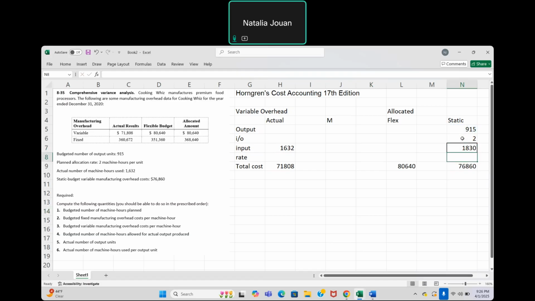Number 2, budgeted fixed. Oh, fixed. So we're going to leave number 2. Okay, let's move on. Number 3. It's fixed, we need the fixed chart. We're doing the variable.